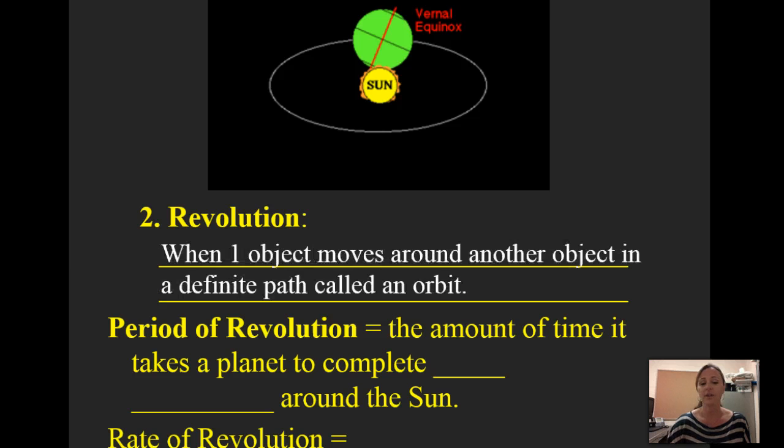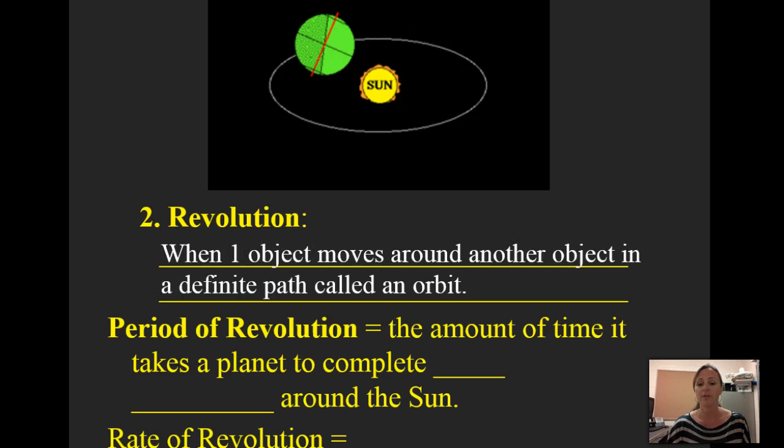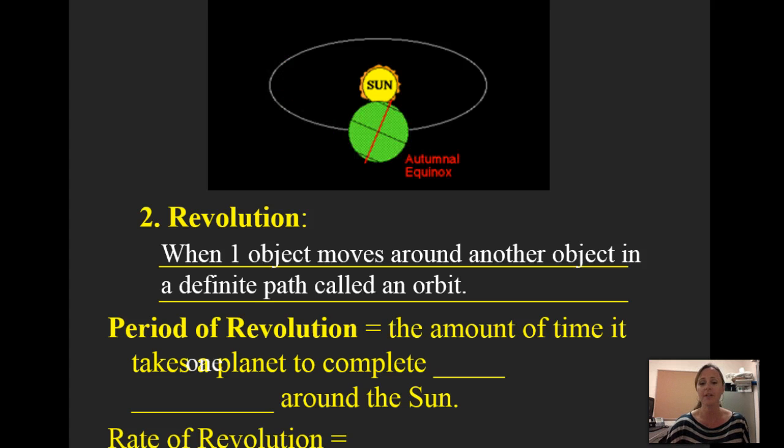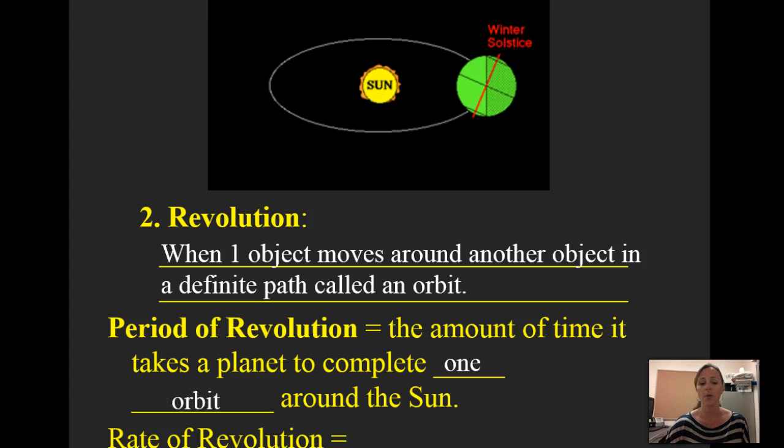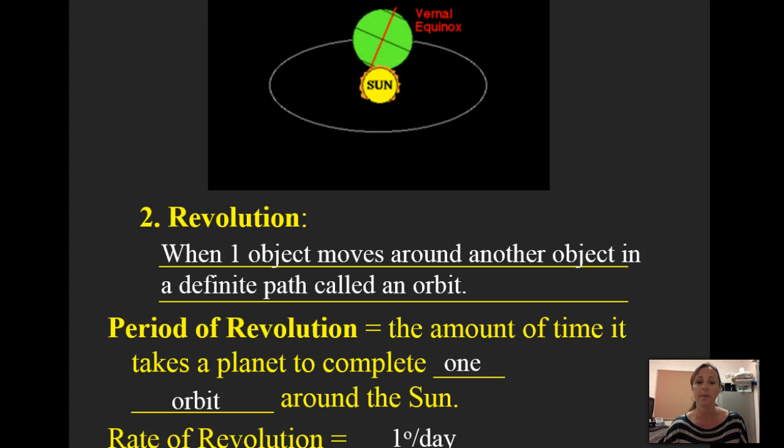Now, the definition of revolution is when one object moves around another object in a definite path called an orbit. And the period of revolution is the amount of time that it takes a planet to complete one orbit around the sun. And our rate of revolution is 1 degree per day.